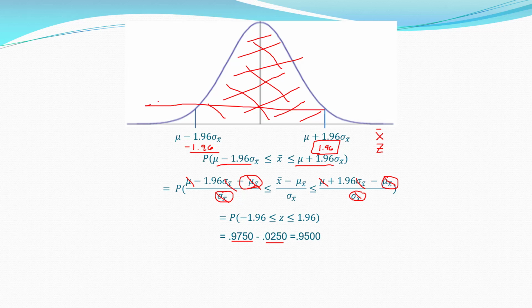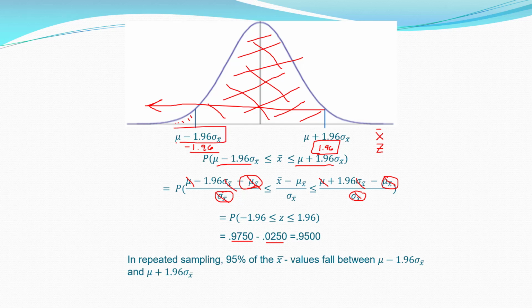So the probability all the way over is 0.9750. The probability in this little region that I'm shading now is 0.025. So that means the probability in between these two is the difference between them, 95%. In repeated sampling, 95% of the X bar values will fall between those two arbitrary starting points that I picked.